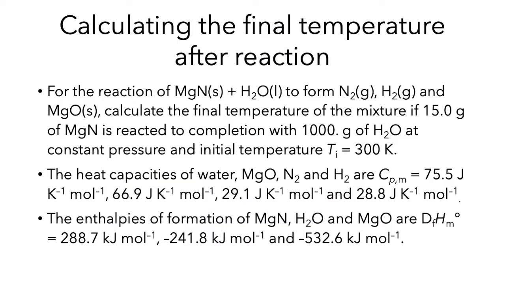Let's use this information to calculate the final temperature after the reaction of magnesium nitride with water to form nitrogen, hydrogen, and magnesium oxide. We're going to start off with 15 grams of magnesium nitride and a kilogram of water that we hold at 300 Kelvin and a constant pressure, say atmospheric pressure.